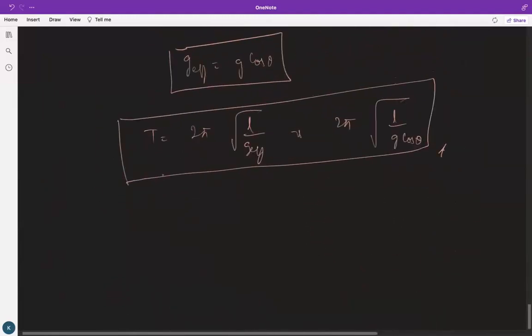So that's all for today. In tomorrow's class, we are going to discuss our new system, which is termed a compound pendulum. And after that we are going to look at some problems based on small oscillations, forced oscillations, and damped oscillations and all.